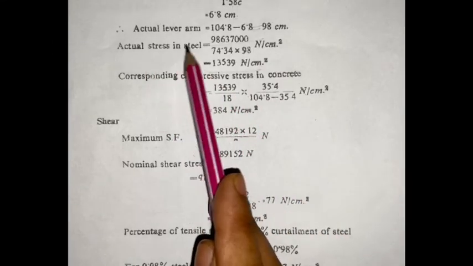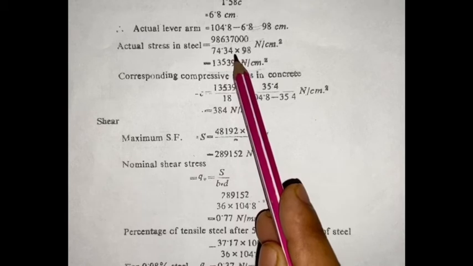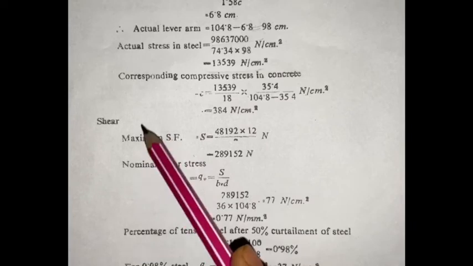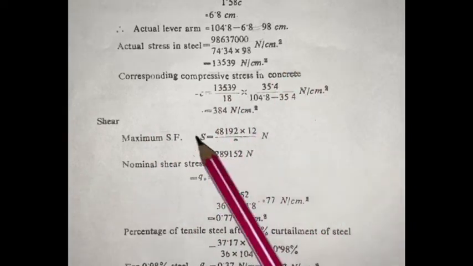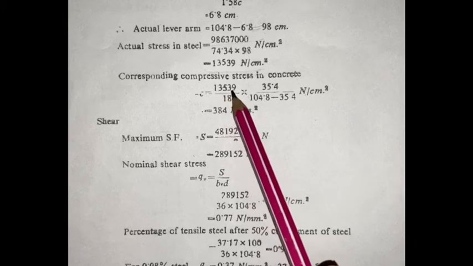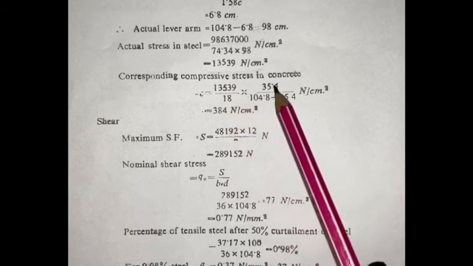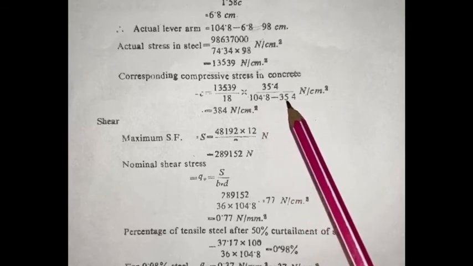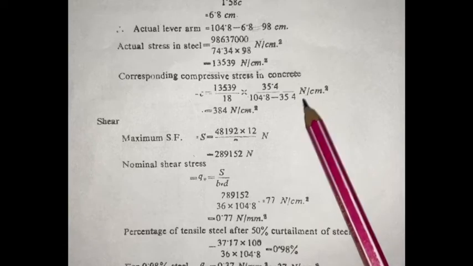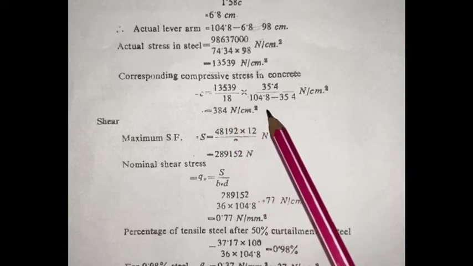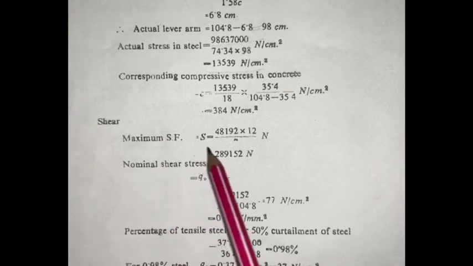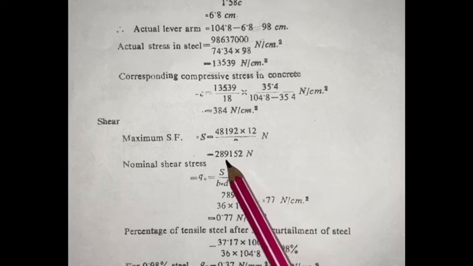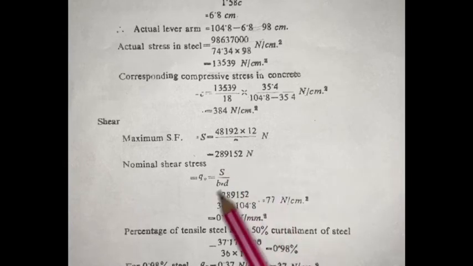So actual stress in steel is 74.34 into 98, equal to 13539 Newton per centimeter square. Corresponding compressive stress in the concrete, that is C, so we have 1359 divided by 18 into 35.4 divided by (104.8 minus 35.4), that is 384 Newton per centimeter square. So maximum shear force equal to 48192 divided by 12. So we will get 28152 Newton.